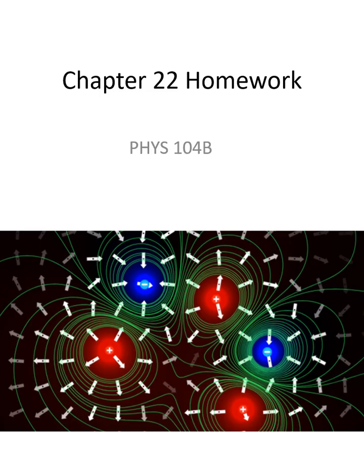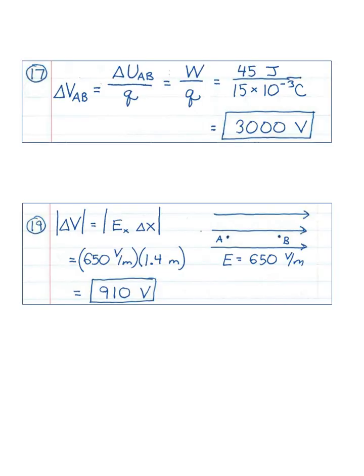And the picture you see on the screen is from the PHYS simulation. We have a bunch of charges, some positive, some negative. The white arrows represent electric fields, and the green curves represent the equipotential lines. And a lot of that was some of the topics in this chapter. Let's start with number 17.